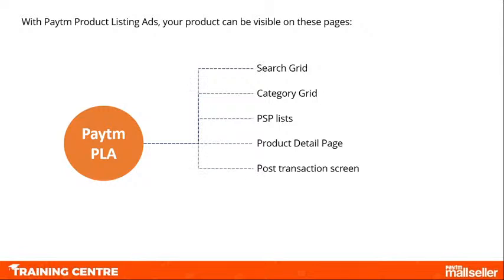Fifth is post-transaction screen. Here, the sponsored product ads are placed on the post-transaction screen or screens that open up when a customer places an order on paytmall.com, or we can say these are the ads placed on the order confirmation page. Sixth is category storefronts. Sponsored product ads which are placed on category stores.